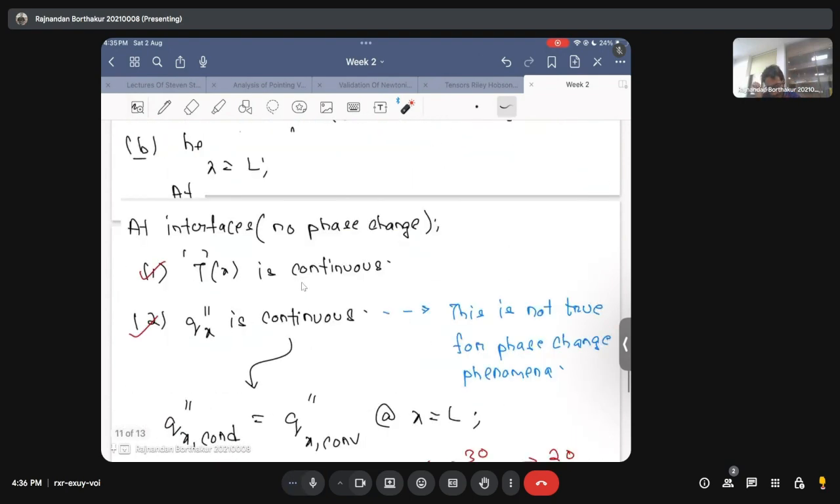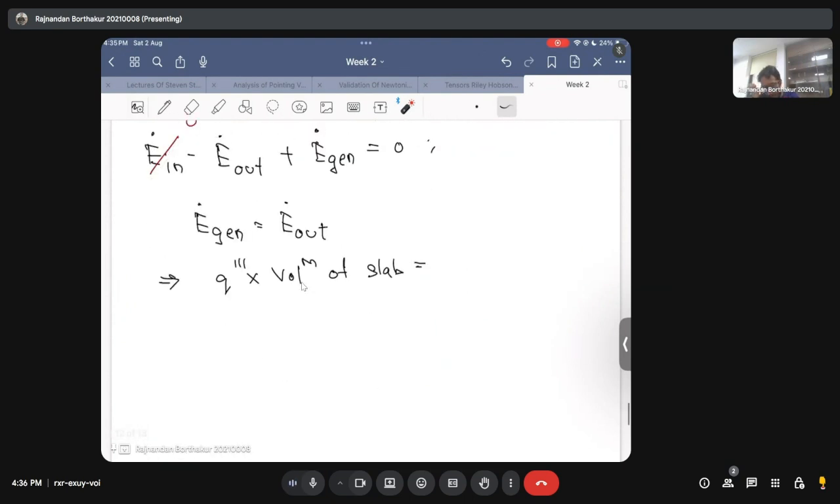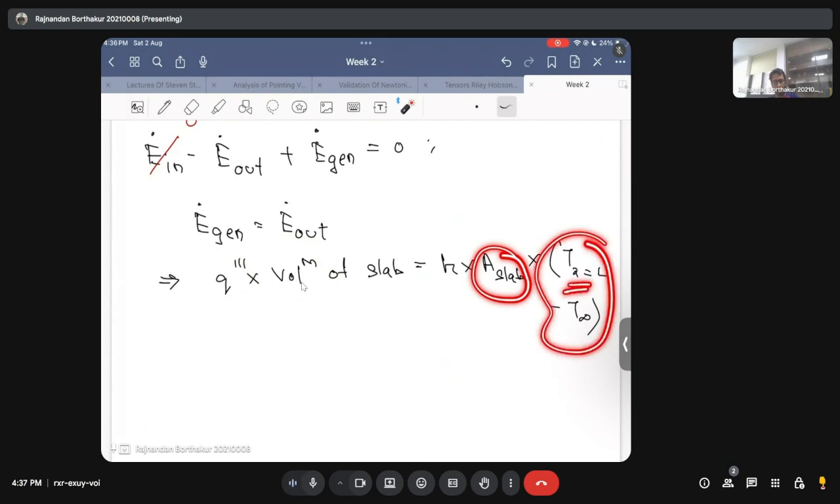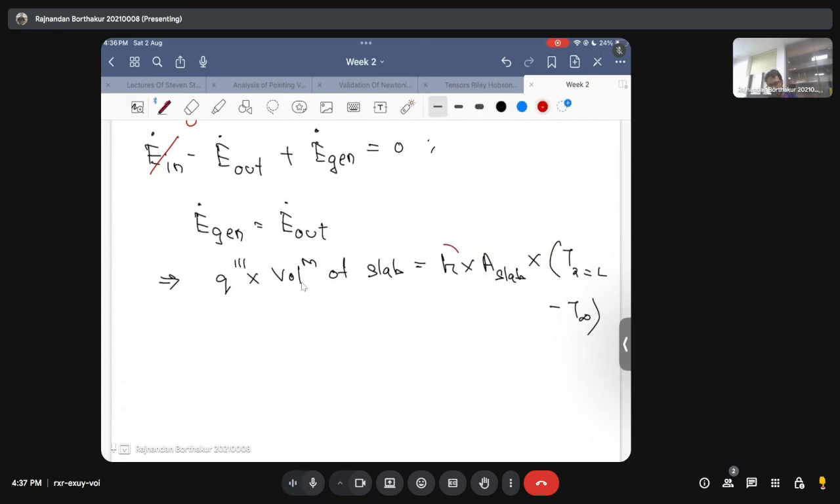Which means I can say that this E dot out is nothing but h times the area of the slab, which is the area perpendicular to the direction of heat transfer, times the temperature difference, which is going to be the temperature at x equal to L minus T infinity. That's it. Okay, so you can appreciate that the volume is known because all the dimensions are given, the area of the slab is known, and the temperature profile is already known. So from this you can calculate the unknown h.